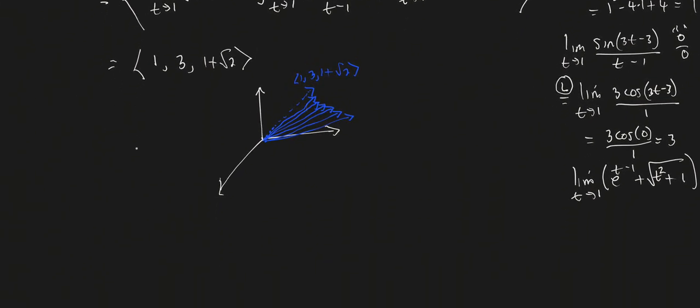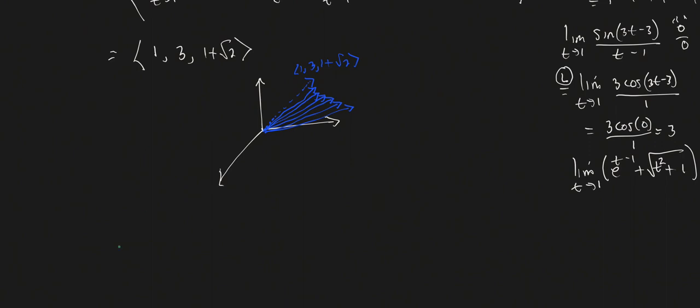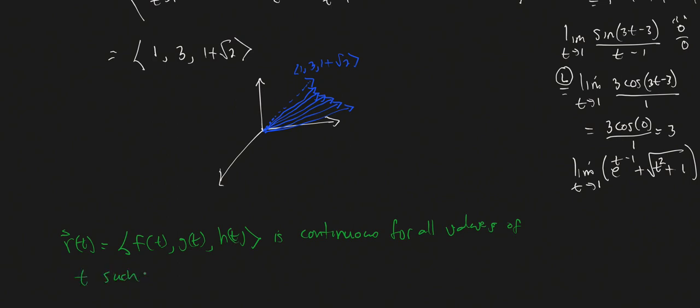So that's limits. Now continuity. Let's write down the property for continuity. Here's our vector function f of t, g of t, h of t. This vector function is continuous for all values of t such that f, g, and h are all continuous.